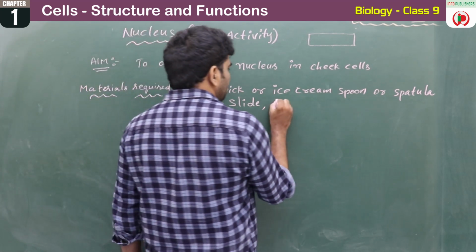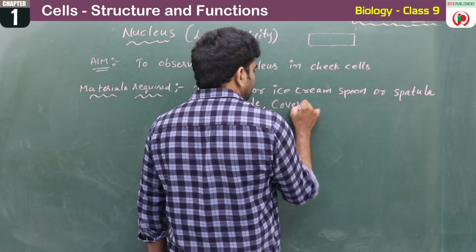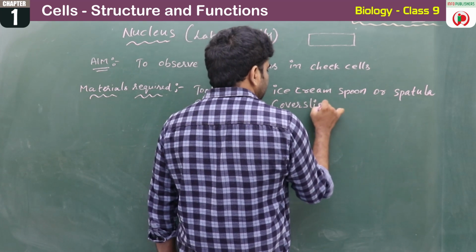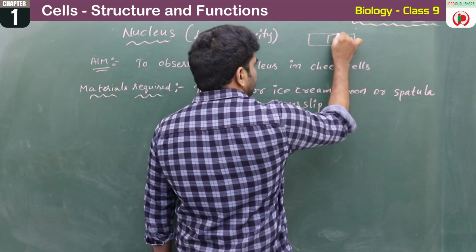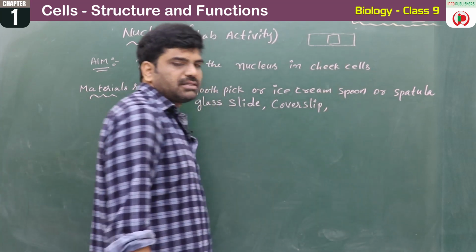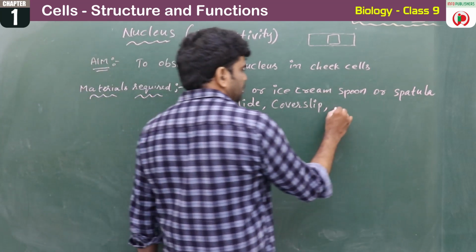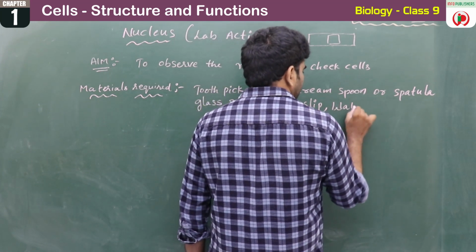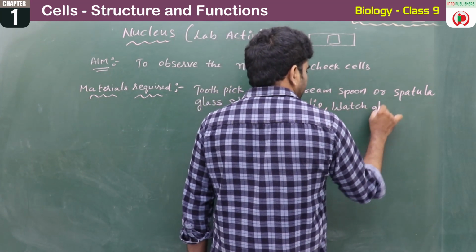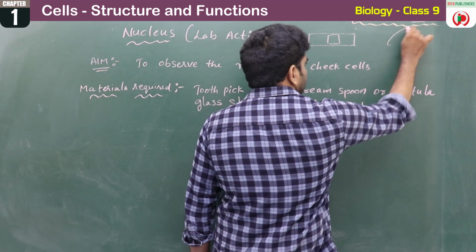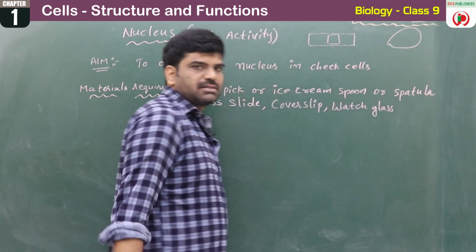What you have to take? Cover slip. We have to take cover slip. So this cover slip will be like this. And next one is watch glass. All these are the laboratory apparatus, children. Watch glass. So this watch glass will be like this.